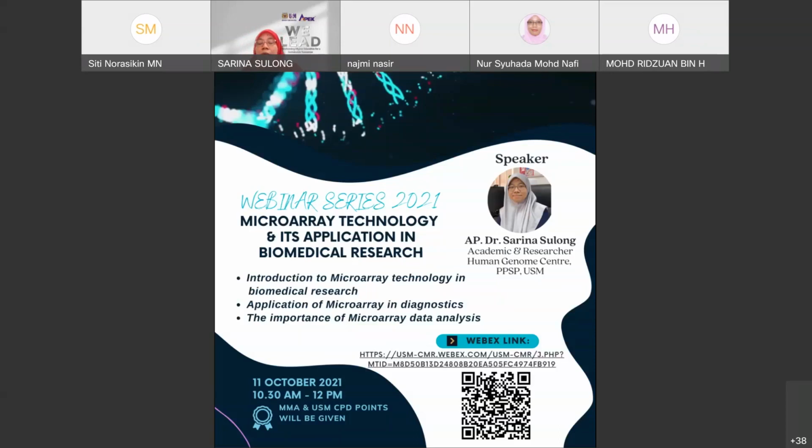Okay. So in terms of validation, normally it depends on the findings that we found. Normally, if we found novel regions or novel aberrations, it is good to validate the microarray result with FISH. Normally we are using FISH or qPCR.